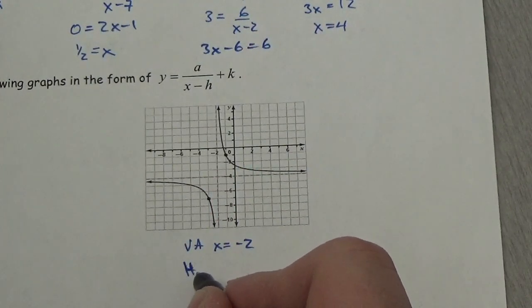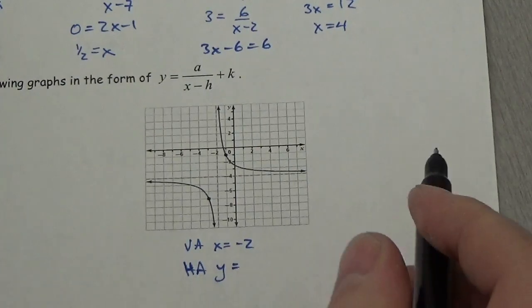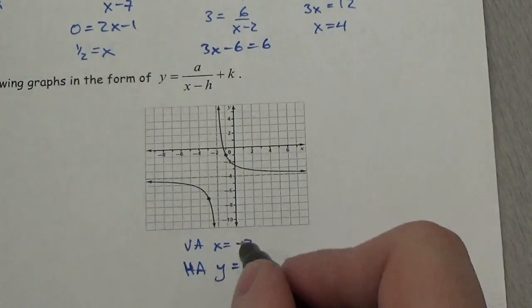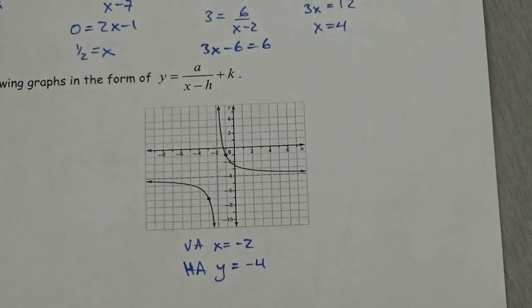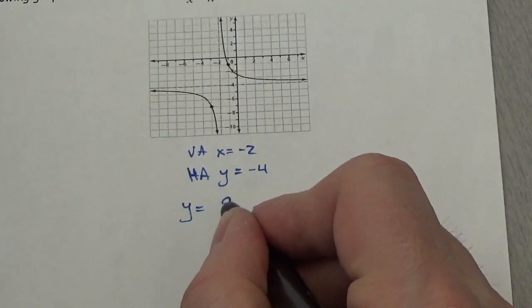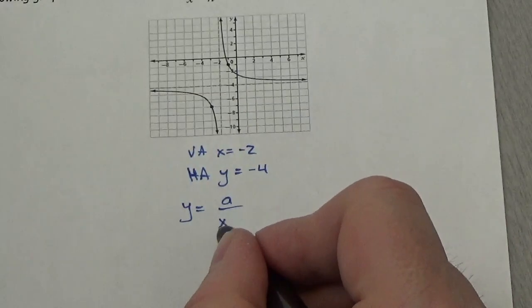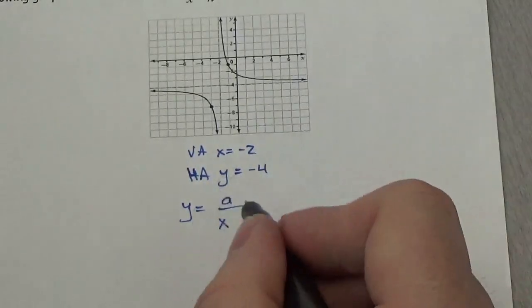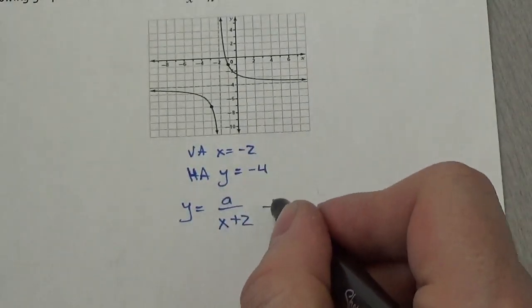My horizontal asymptote is going to be, what is that? y equals -4. And so right off the bat, I know that this has got to be y is equal to a vertical stretch over x plus 2 minus 4.